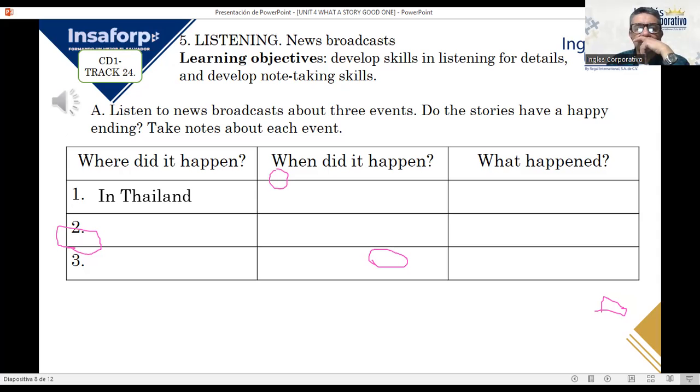Okay, I will play it again and I will stop after each story, okay? And then we begin with the answers. Page 24, exercise 5, listening, news broadcasts, part A. Listen to news broadcasts about three events. Do the stories have a happy ending? Take notes about each event.